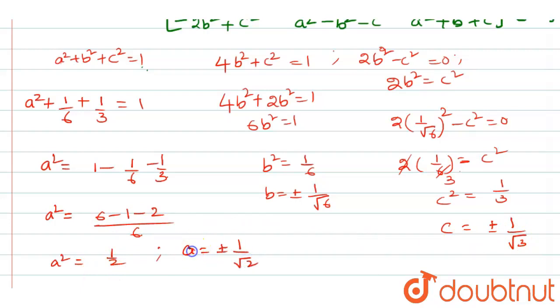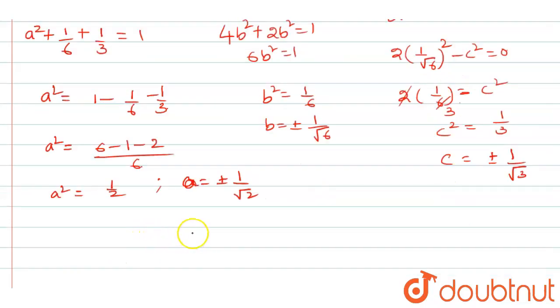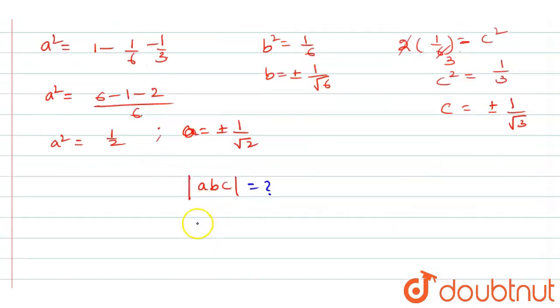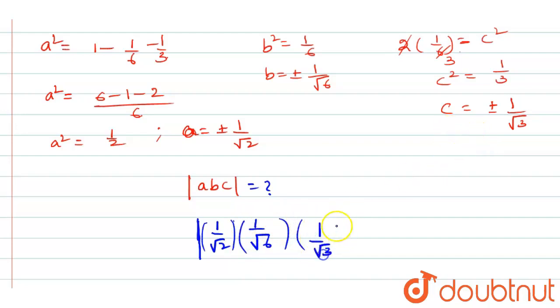In the question, we need to find the modulus of abc. The value of a is 1 by root 2, the value of b is 1 by root 6, and the value of c is 1 by root 3. So the product equals 1 by 6. This is the final answer.